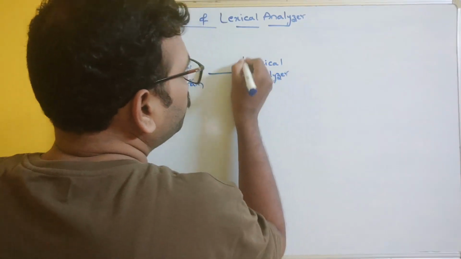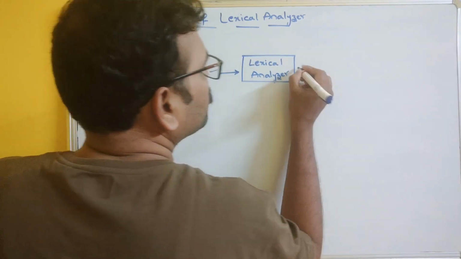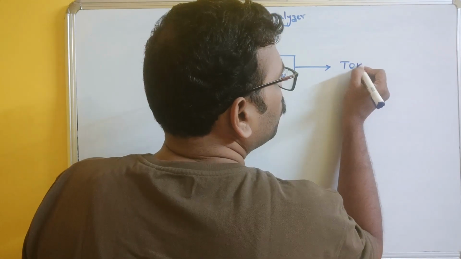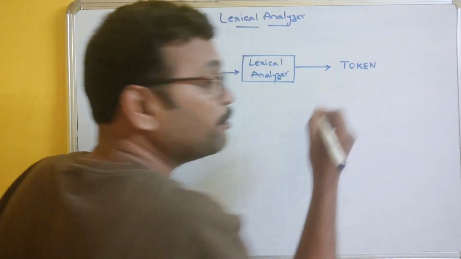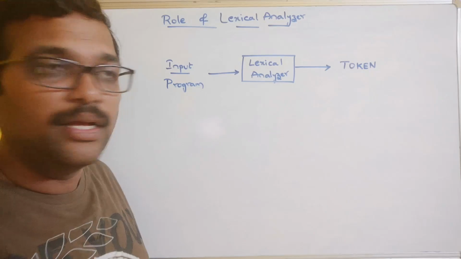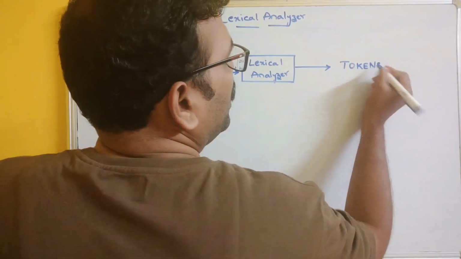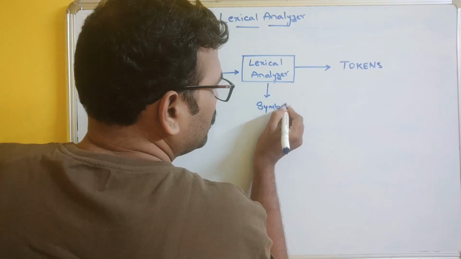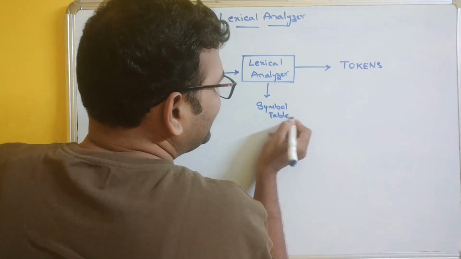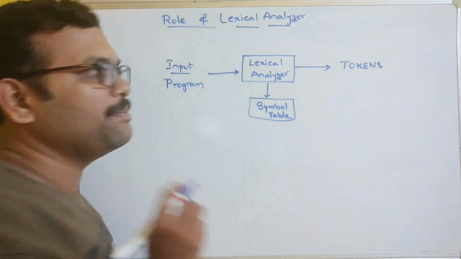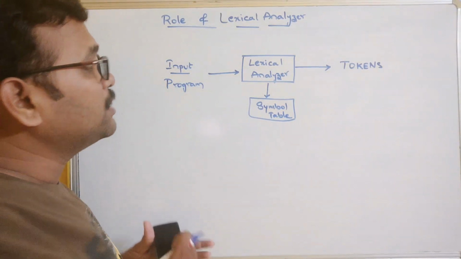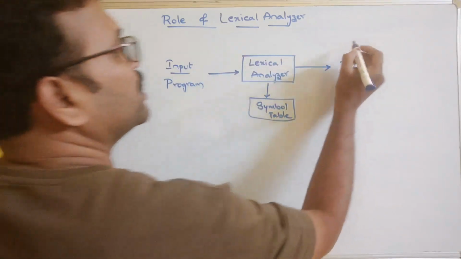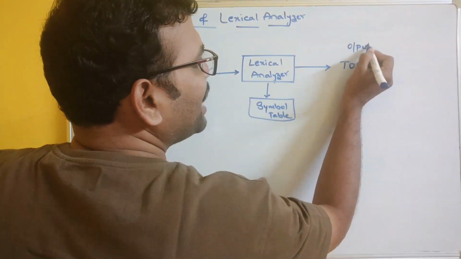Then what will be the output of this lexical analyzer? The output will be tokens, which will be the input for the second phase. Okay, so the tokens. And it will also maintain a symbol table. So now we know the input is the program and the output will be the tokens. I'll write here, output.